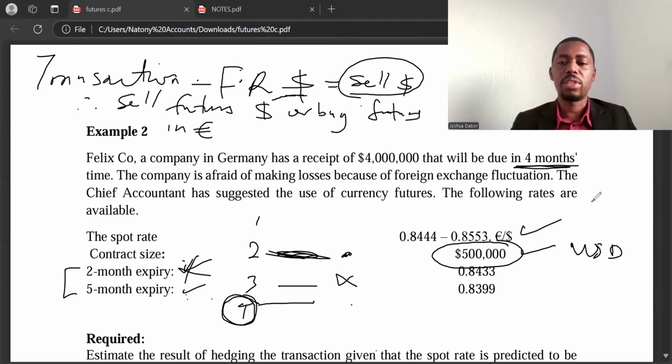So the company is going to close out this contract before expiration. Therefore, the company should sell. The decision here is to sell. The company should sell the 5 months expiry contracts. So that is the second step.